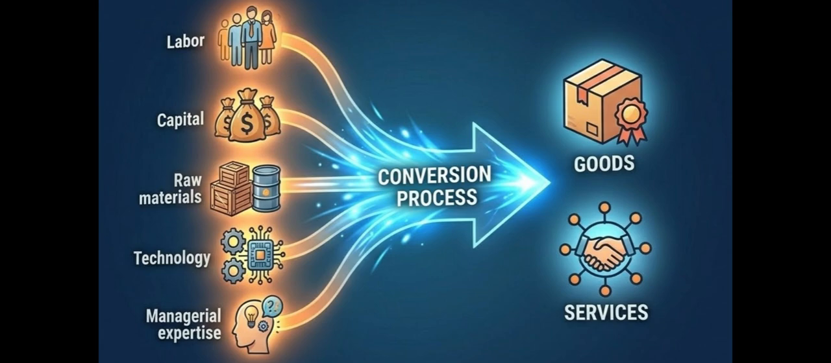So all these comprise what goes in, right? So we see that all five ingredients converge into a central arrow labeled conversion process with the dynamic light energy resulting in two outputs. First one is goods. Goods, you see the product box right here. And second one is services. You see the handshake here.